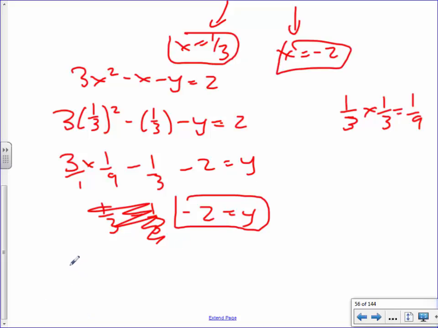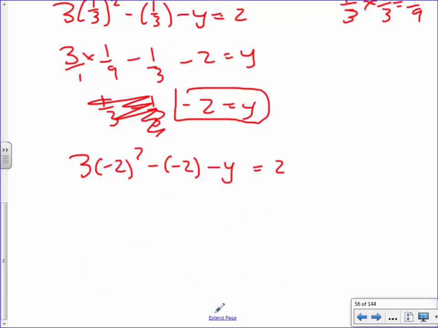Let's do it all again with negative 2. So 3 times negative 2 squared minus negative 2 minus y equals 2. Can we just add 2? Yes. For this one right here? Sure, yeah. That's 3 times 4 plus 2. Can I do the same little trick and bring y to the other side and flip those around? So minus 2 equals y.